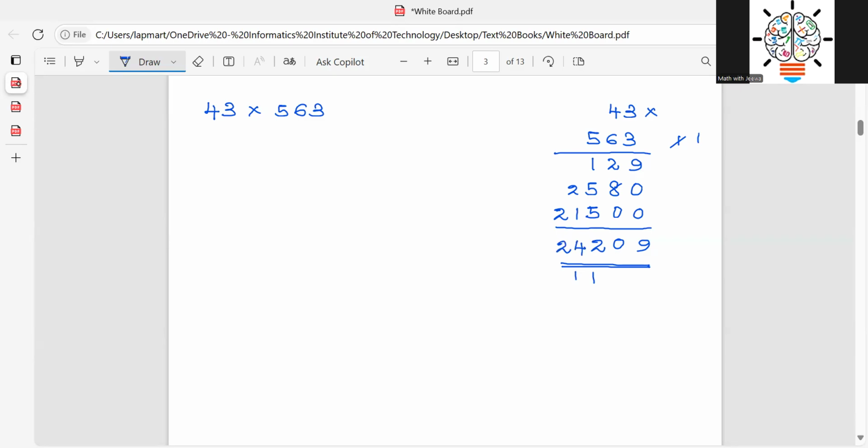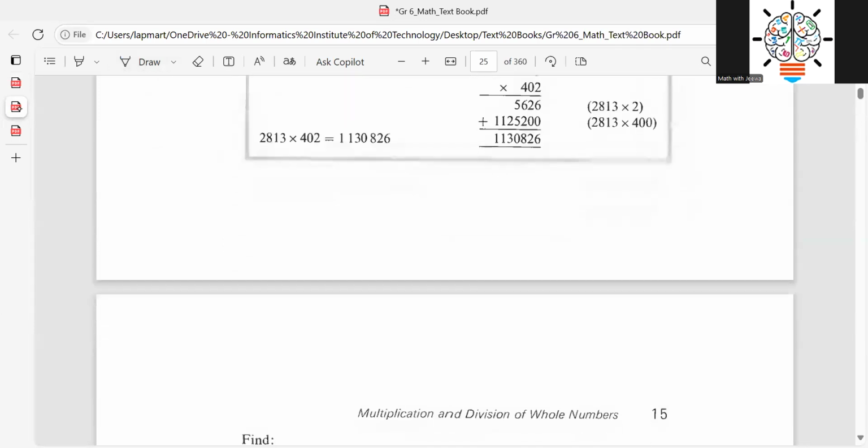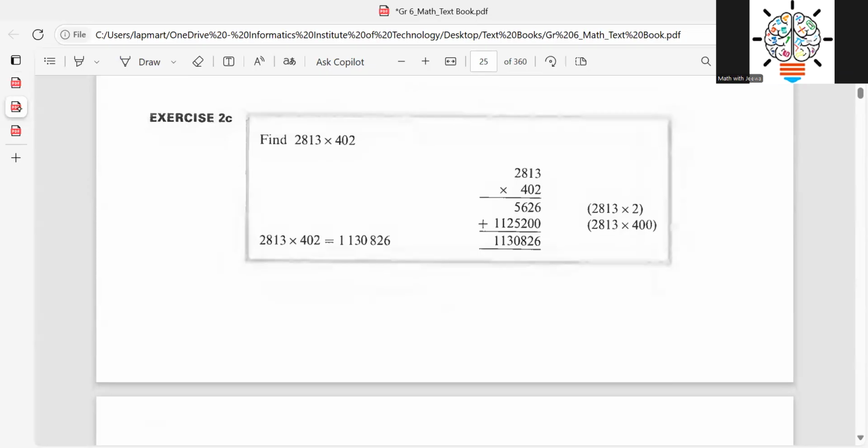Okay. So then simply 43 when you multiply by 563, 24,209. That here you can write the answer 24,209. Okay. So then this is how you do the long multiplication, right?